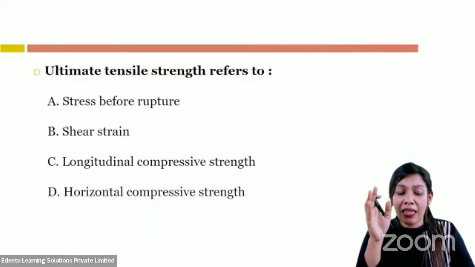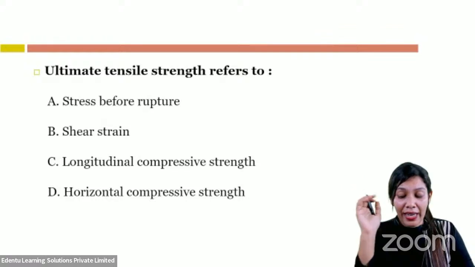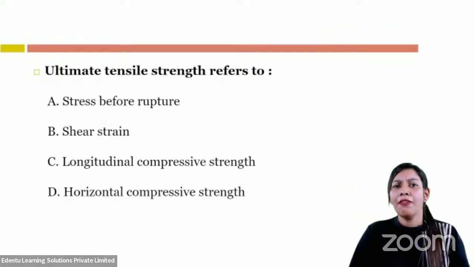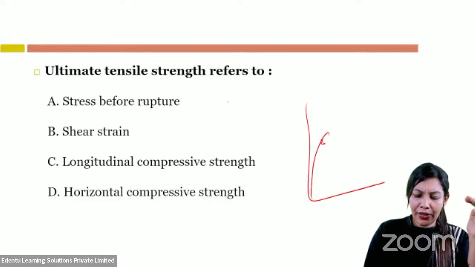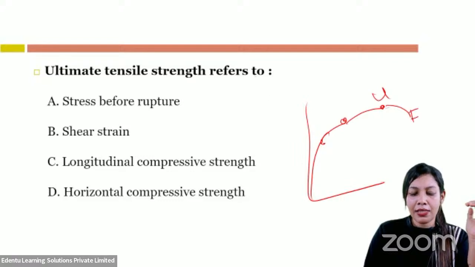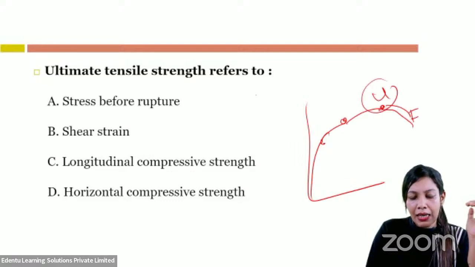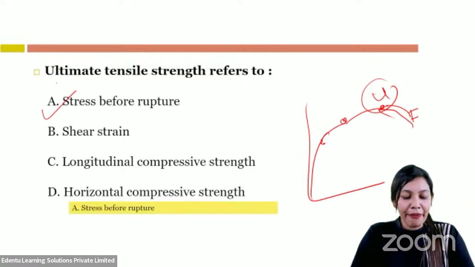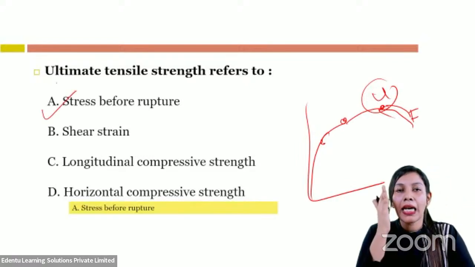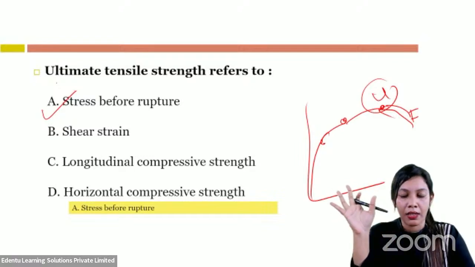Next is, what is ultimate tensile strength referred to? We have four important points: proportional limit, yield strength, ultimate tensile strength, and fracture. This is the area which is just before the rupture. So this is the answer. A is the answer: the stress before the rupture. So simply keep that graph in your mind. Just the codes go to the answer. Right.